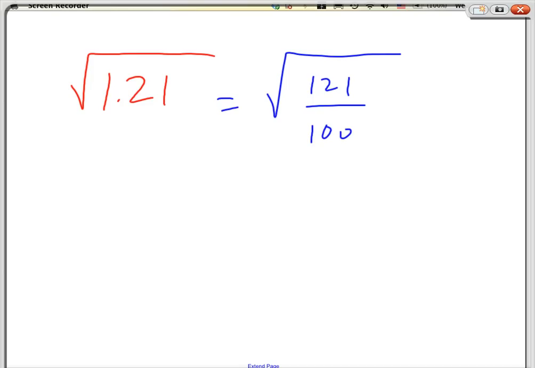See that? So if it's 121 over 100, we can now take the square root of it, which is 11 over 10, and we divide it to get 1.1. That's how we deal with decimal values. So always, if it looks complicated to you, convert the decimal back into a fraction and then try to do it that way. We're good with that so far? Okay, good.